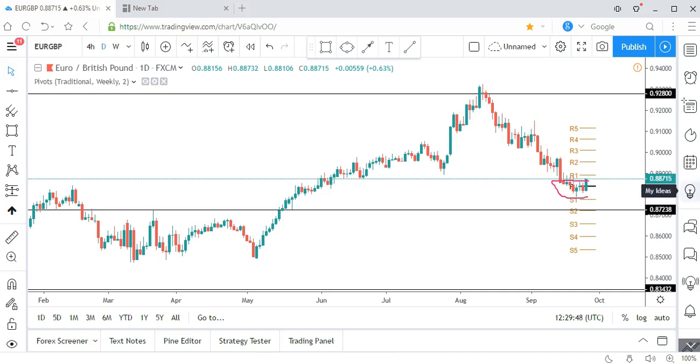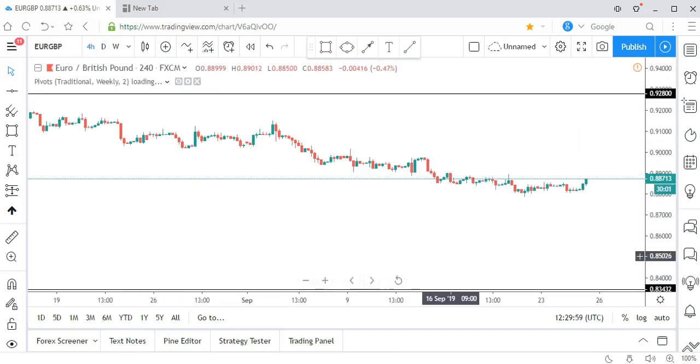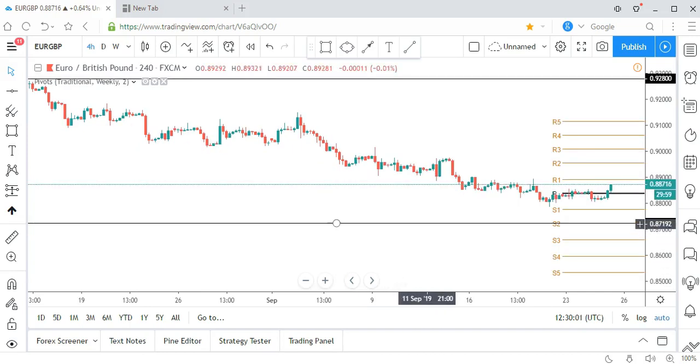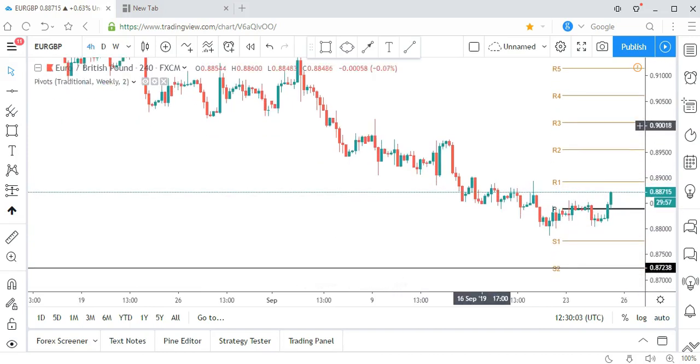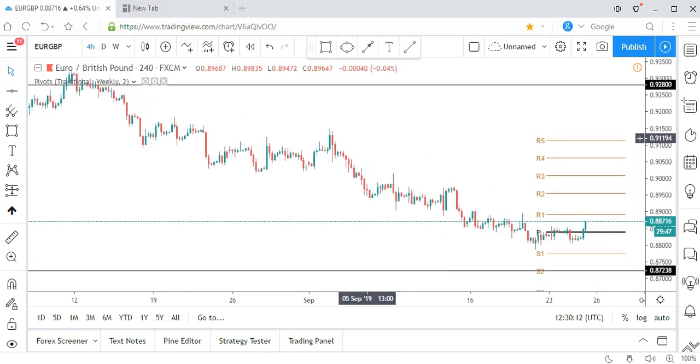This is the PP here. So price is trading above the PP. Let's go to the 4-hour time frame to figure out where we can place our entry and trade with this. So I reset the chart. It seems we have a descending wedge here. Let me check that out.